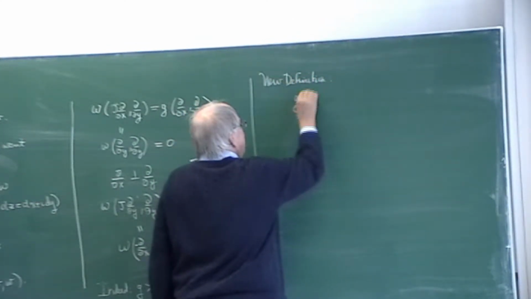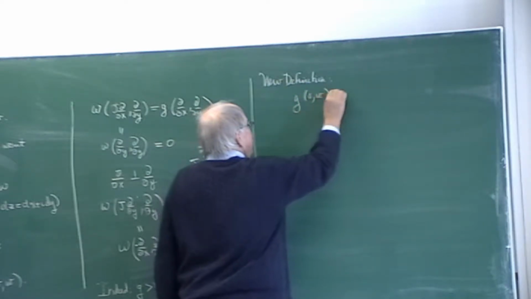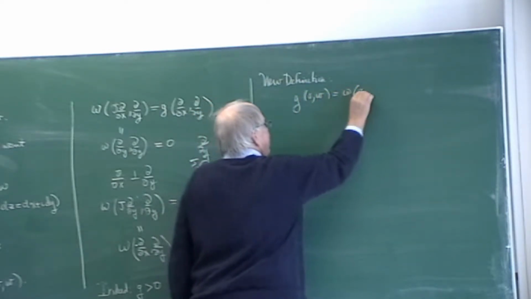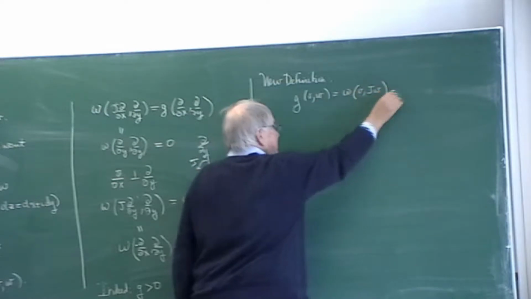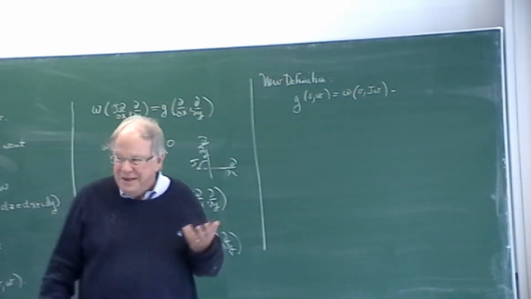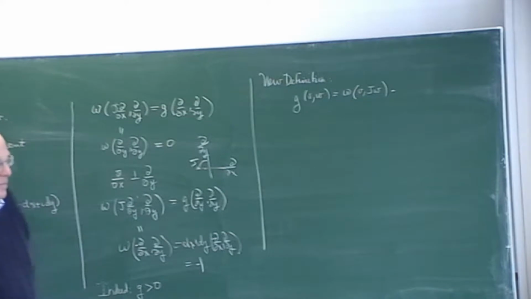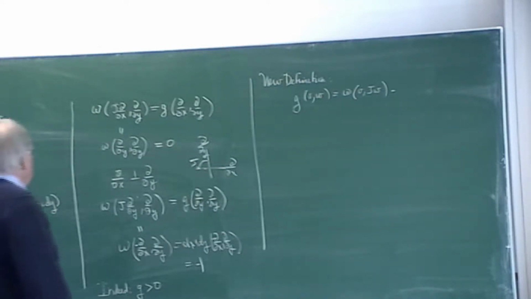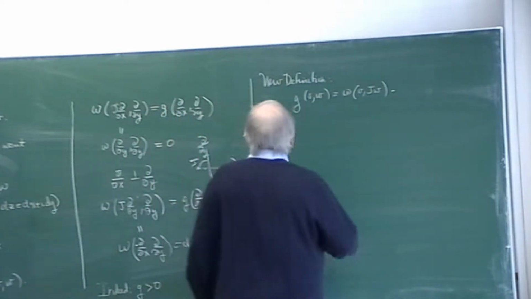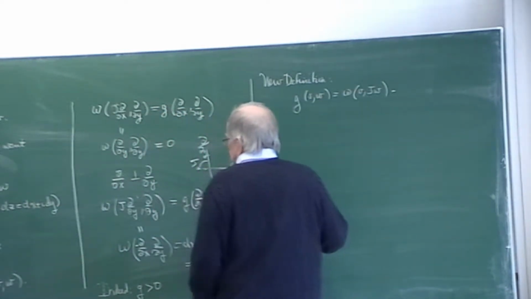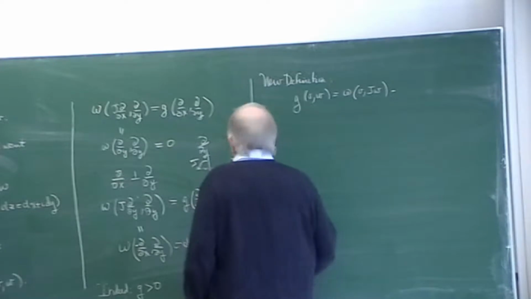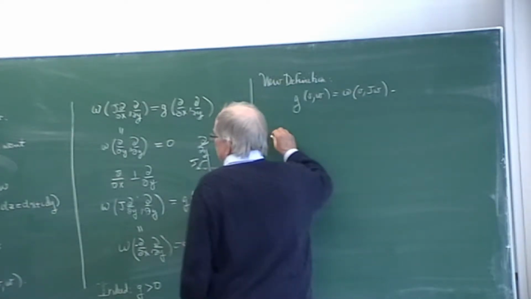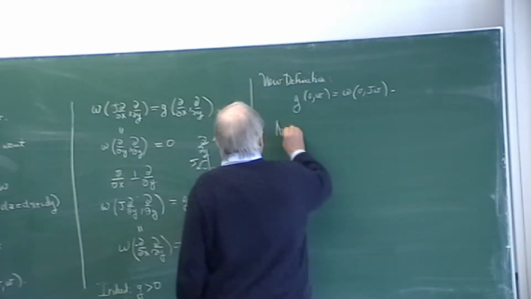Okay. g of dw is equal to omega of dw, J dw. Okay. So it's positive definite. And we can see, yeah, okay. And now, another wake-up calculation.